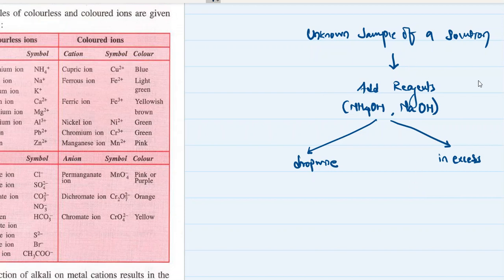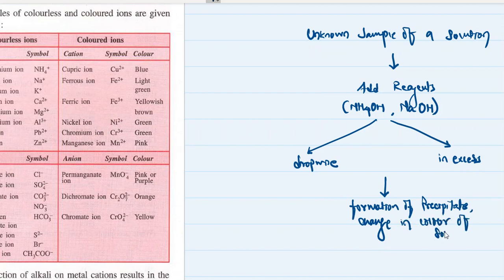right? So you will first take unknown sample of a solution. In that, you will add reagents like ammonium hydroxide and sodium hydroxide, either drop wise and followed by in excess, and you will see what changes occur. So basically, there will be some changes, like formation of precipitate, or you can say change in color of solution due to a chemical reaction with the given sample of solution and our reagents.